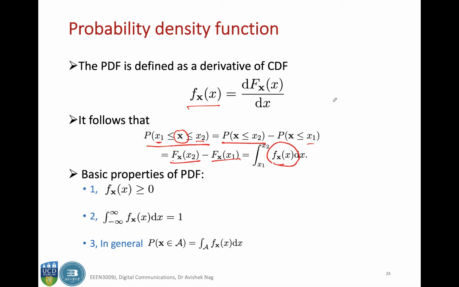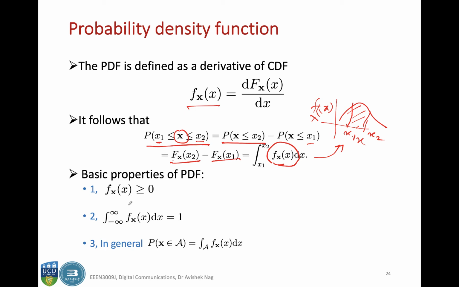So basically if your PDF looks like this, let's say just a random example, and let's say this is your x1 and this is your x2. So basically this is the area under the curve of small f of x between x1 and x2. So that gives you the probability of the random variable lying between these two values x1 and x2.